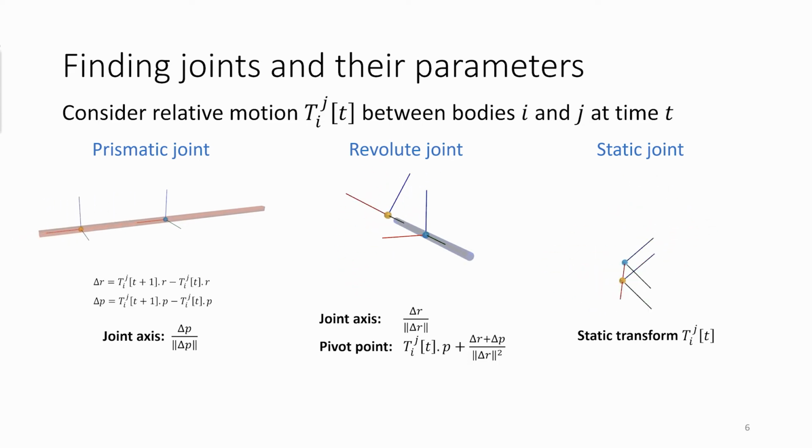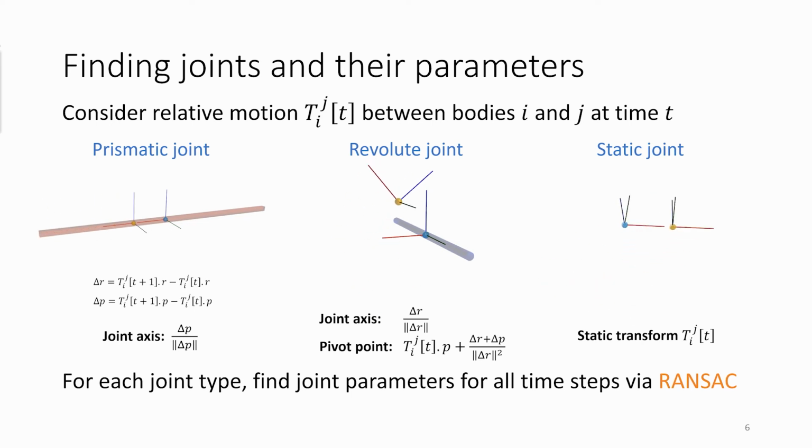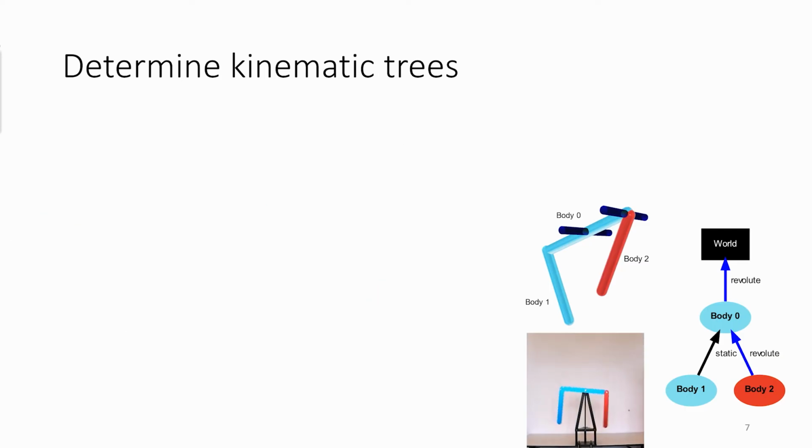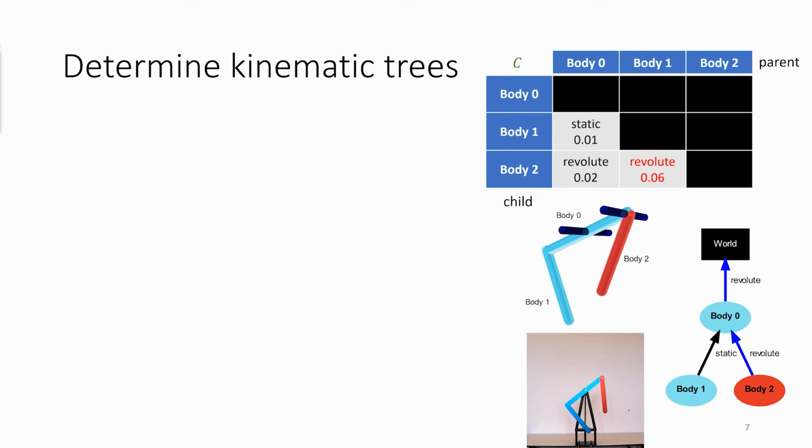Given the parameter estimates for each joint model at each frame, we leverage random sample consensus, or RANSAC, to reject outliers while finding the best fitting joint model. The joint candidate with the lowest model error is memorized in a cost matrix. To select the most likely articulation of the entire mechanism, we need to find the correct joint topology over this cost matrix. Let's consider a coupled pendulum system where the link on the left is attached statically to its parent and the link on the right is connected via a revolute joint. Given the previous steps of our inference pipeline, we found the following cost matrix.